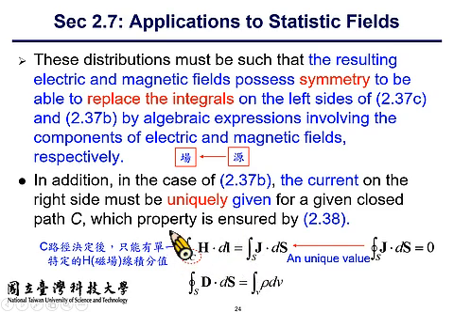The left term is the closed loop integral of magnetic field, and the right term is what? Right term tells you that the closed loop integral of magnetic field H along a closed path equals to what? Equals to the current, total current passing through this region. We use this relationship in following examples.